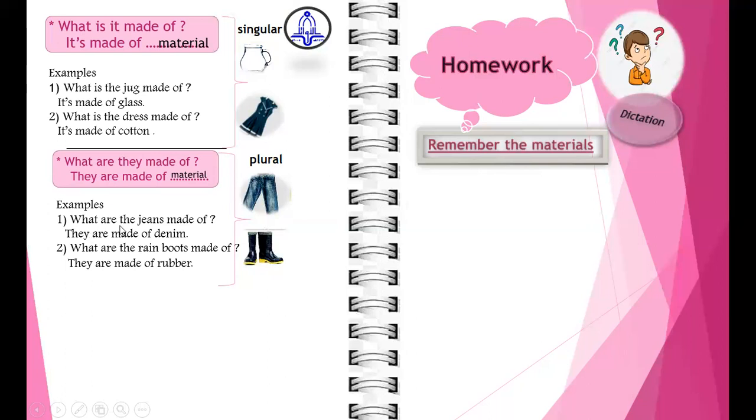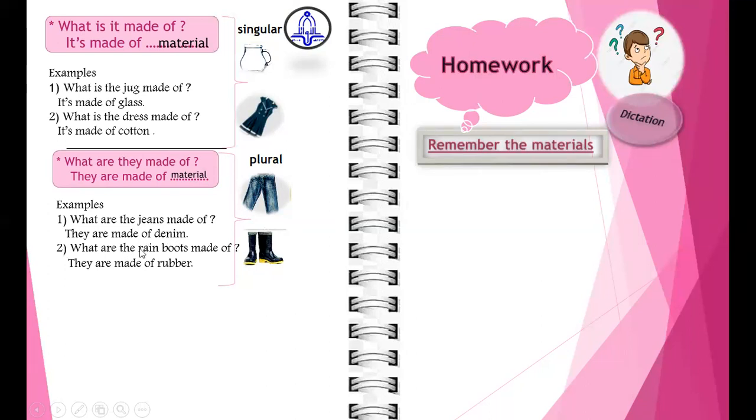Examples: What are the jeans made of? What are the jeans made of? لماذا مصنوع هذا الجينز؟ استخدمت are بالسؤال، هون عندي اعتبره plural. The answer: They are made of denim. They are made of denim. مصنوعة من القماش القطني أو الجينز القطني.